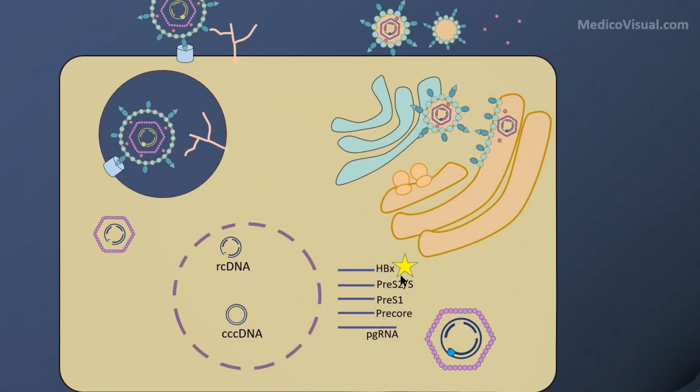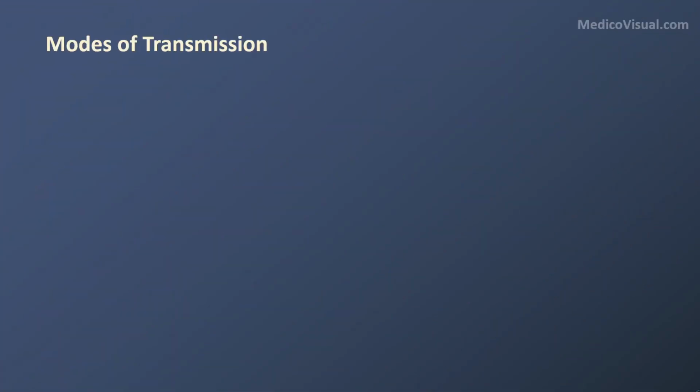Of course, HBx, you know about HBx, right? It is an oncogenic protein, and it acts as a transcription factor. Finally, a few words about modes of transmission of this virus. It is a blood-borne virus, right? It means that for a person to get infected with this virus, it somehow must be inoculated into his blood, right?